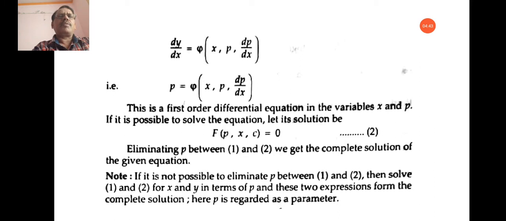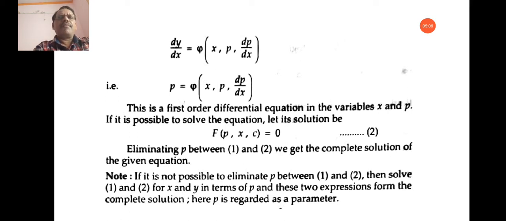If it is possible to solve the equation, let its solution be f of p comma x comma c is equal to 0. We call it equation 2. So eliminating p between 1 and 2, we get the complete solution of the given equation.